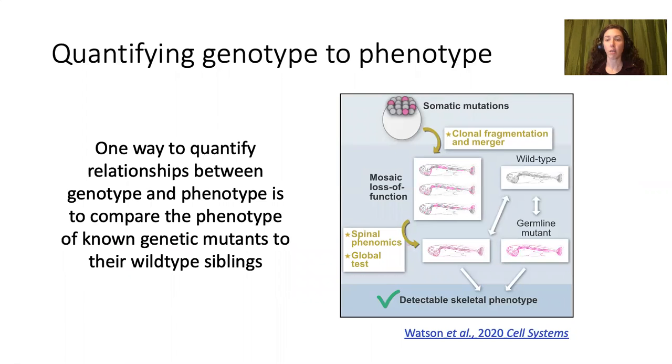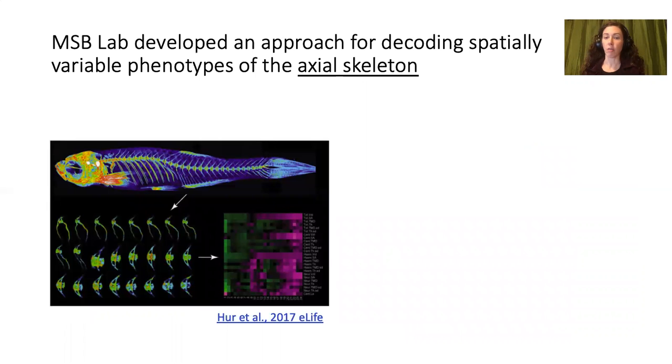One way to quantify the relationship between genotype and phenotype is to compare the phenotype of known genetic mutants and their wild-type controls, or their wild-type siblings. And the MSB lab at University of Washington has developed an approach for decoding the spatially variable phenotypes of the axial skeleton. Their FishCut program isolated individual vertebrae and their associated structures along the length of the axial skeleton, and then analyzes the bone mineral density throughout their phenotype.